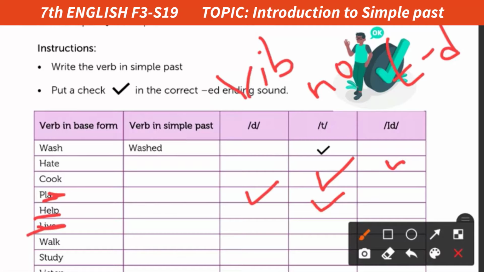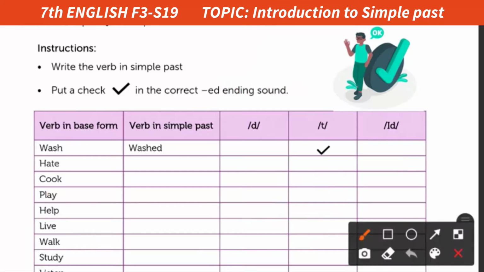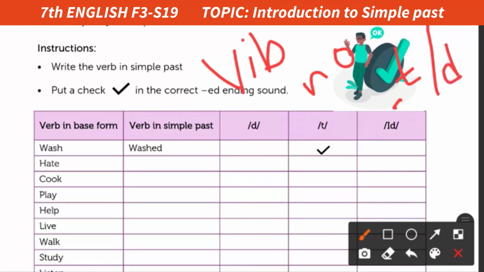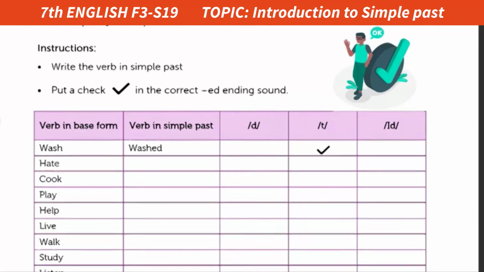Leave. Hay vibration, entonces termina en lived. Walk. No vibration, entonces termina en T, ¿ok? Acuérdese, terminan en D los que tienen vibration, terminan en T los que no tienen vibration y terminan en id los que terminan en T o en D. Apréndase eso. Learn that, ¿ok?